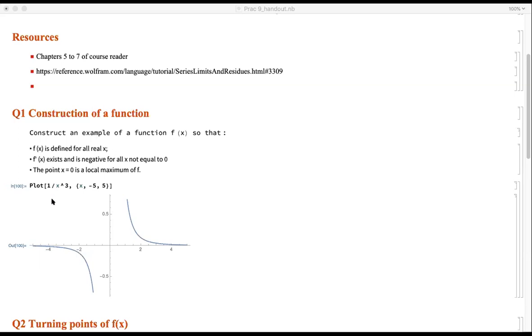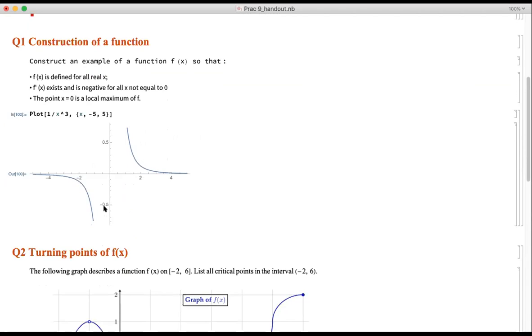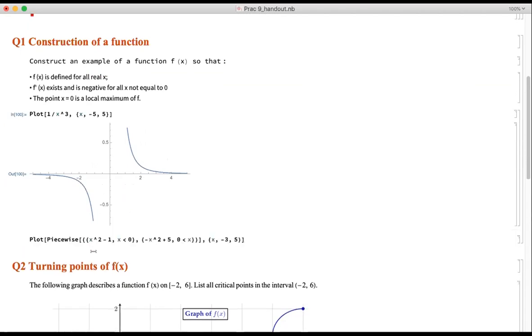Okay, Zhao, that's a good start. Zhao says f(x) equals x squared when x is negative, f(x) equals minus x when x is positive. Let's plot that. Did you say f(x) equals x squared when x is negative, f(x) equals minus x when x is positive? Let's try this.